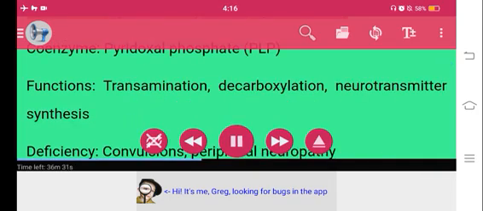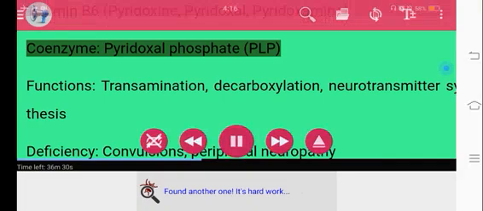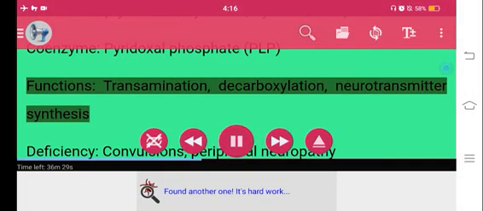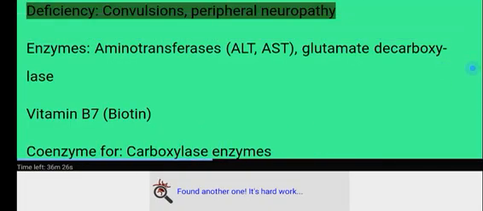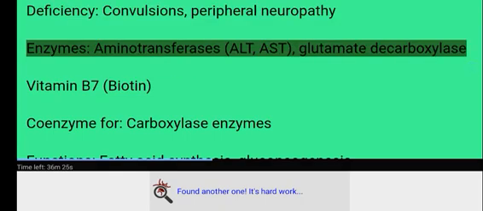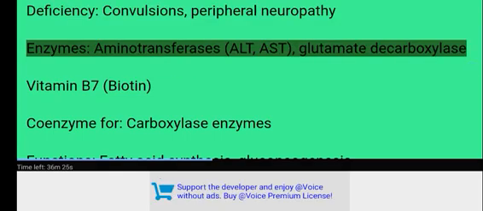Vitamin B6: pyridoxine, pyridoxal, pyridoxamine. Coenzyme: pyridoxal phosphate, PLP. Functions: transamination, decarboxylation, neurotransmitter synthesis. Deficiency: convulsions, peripheral neuropathy. Enzymes: aminotransferases ALT, AST, glutamate decarboxylase.